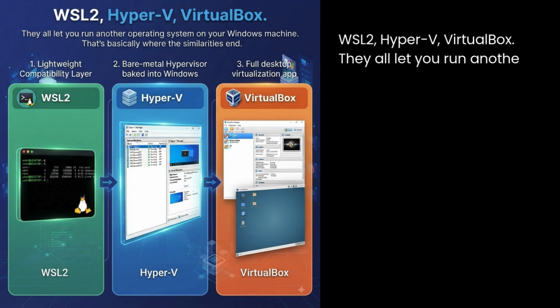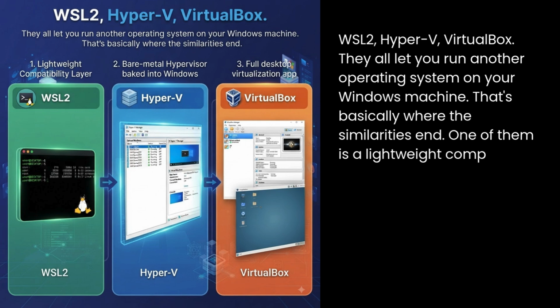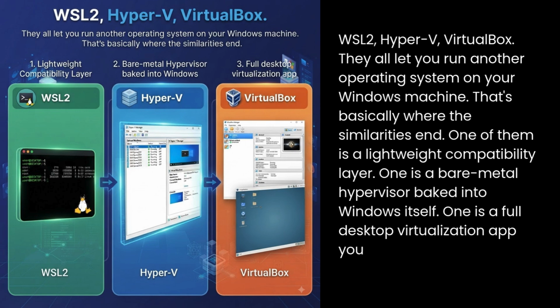WSL2, Hyper-V, VirtualBox. They all let you run another operating system on your Windows machine. That's basically where the similarities end. One of them is a lightweight compatibility layer. One is a bare metal hypervisor baked into Windows itself. One is a full desktop virtualization app you install like any other program.